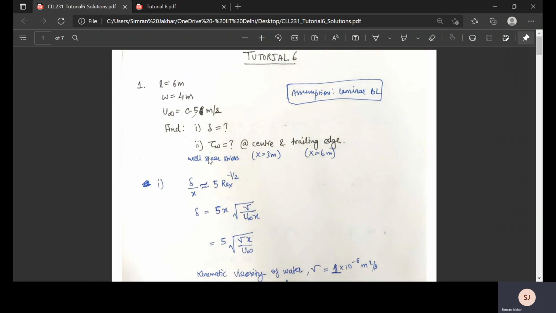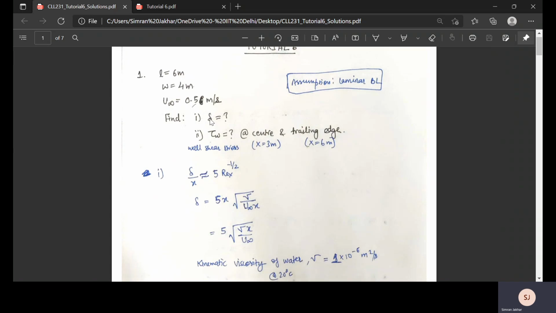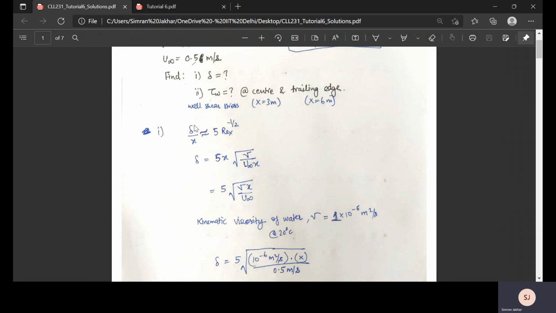We have to find delta. To find the expression for delta, you must have solved this Blasius solution for the laminar boundary layer in your class. So I will directly write the final answer, that is delta by x will be equal to 5 times Reynolds number raised to the power minus 0.5. So we can express delta in terms of x.